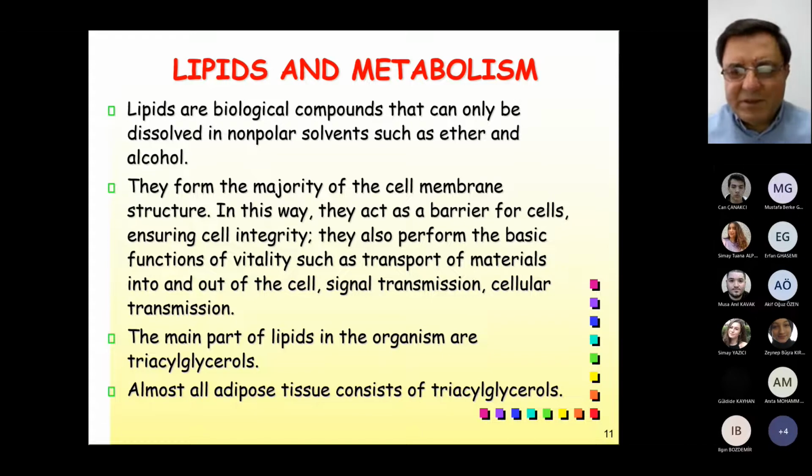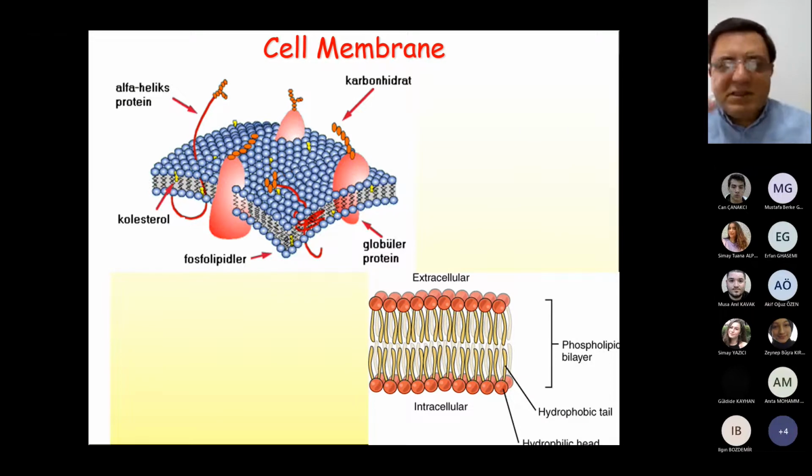The main lipids in the organism are triacylglycerols, in other terms, triglycerides. Almost all of the adipose tissue, the fat tissue, consists of these triglycerides. And as you see, this is the cell membrane structure. This bilayer structure means there are phospholipids as two layers of lipid molecules, and the cell membranes of most cells are lipid layers. There are also cell organelles, the cell nucleus and mitochondria, which are all bilayer lipid structures.